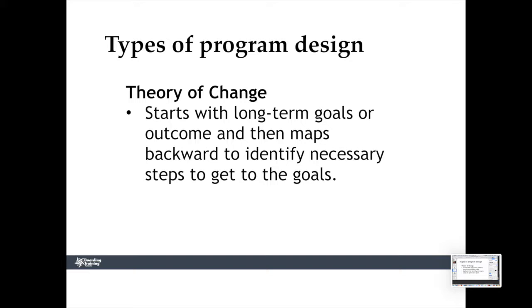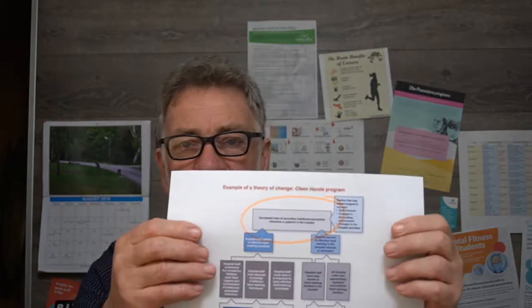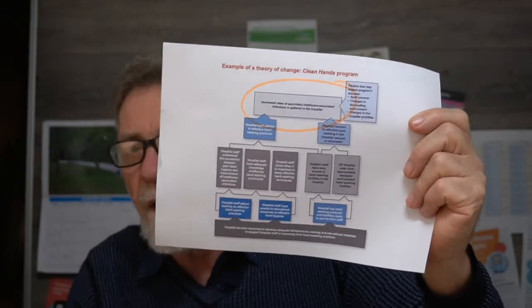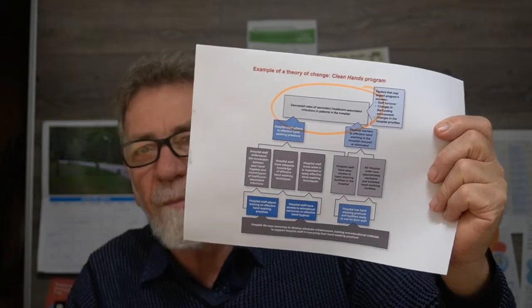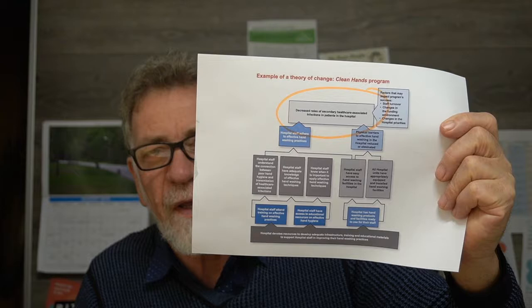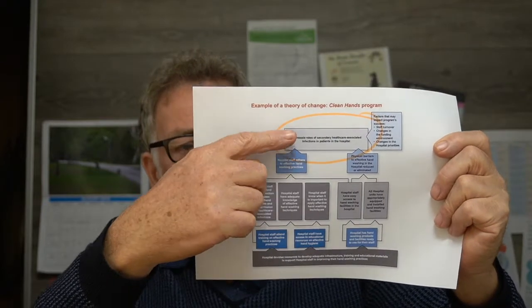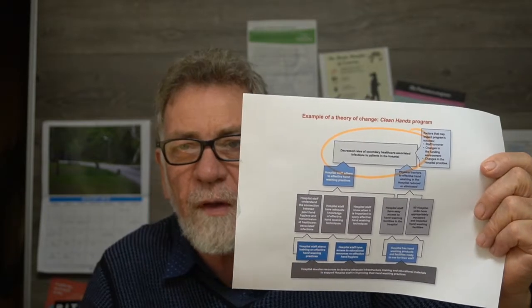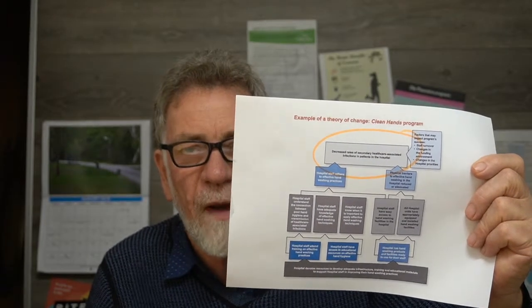And this is interesting because what it does is it starts with the long-term goal or the outcome, and then it works backwards through all the different steps. And so here's another clean hands model, and you can see with this one that it starts up here with the clean hands outcome. So it's saying that we'll have reduced infection for patients because of clean hands, and then it works backwards all the way through the program to the hospital devoting the resources to that program.